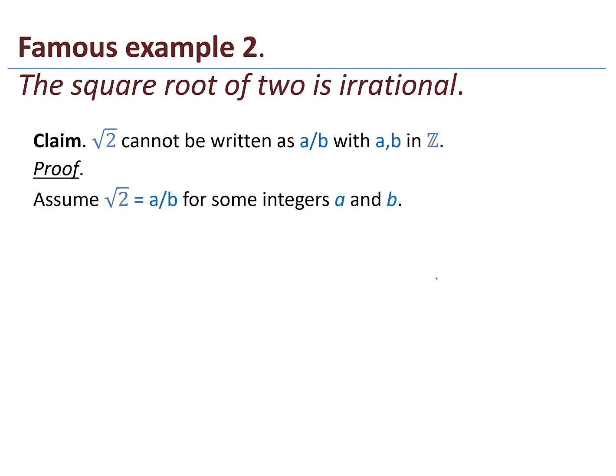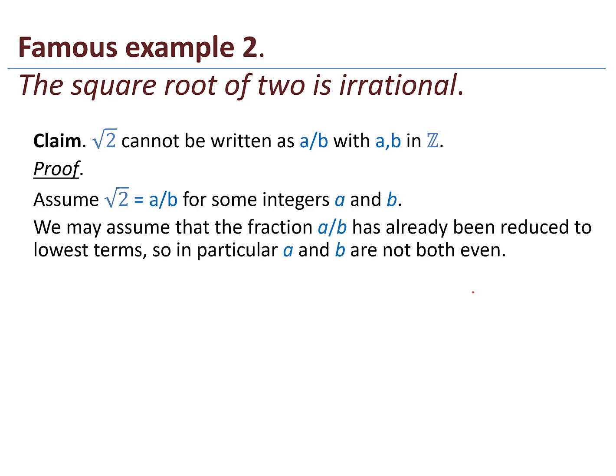and b. Now, the next step is curious. It tells me a little bit more about a and b exactly. We may assume that the fraction a over b has already been reduced to lowest terms. So in particular, a and b are not both even.